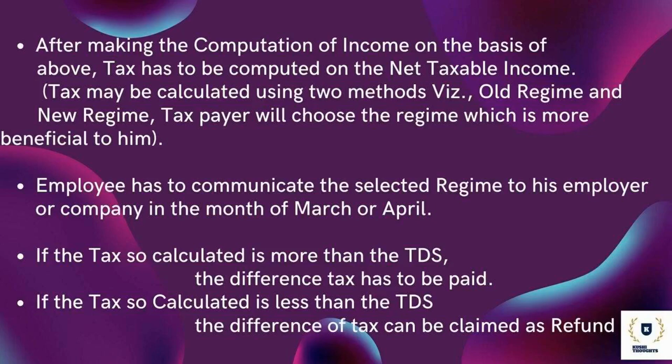The employee is to communicate the selected regime to his employer or company in the month of March or April. If the tax so calculated is more than the TDS, the difference tax has to be paid. If the tax so calculated is less than the TDS, then the difference of tax can be claimed as refund.